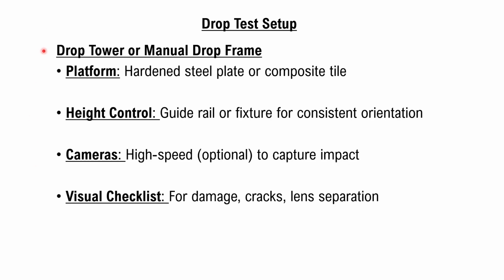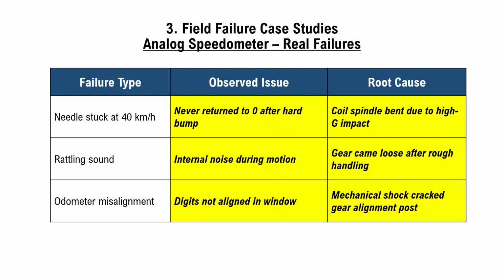Drop test setup: drop tower or manual drop frame. Platform: hardened steel or composite tile. Height control: guide rail or fixture for consistent orientation. Cameras: high speed, optional to capture impact. Visual checklist for damage: cracked lens, separation, etc.